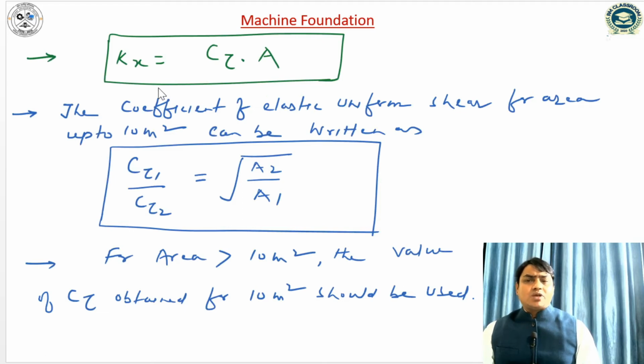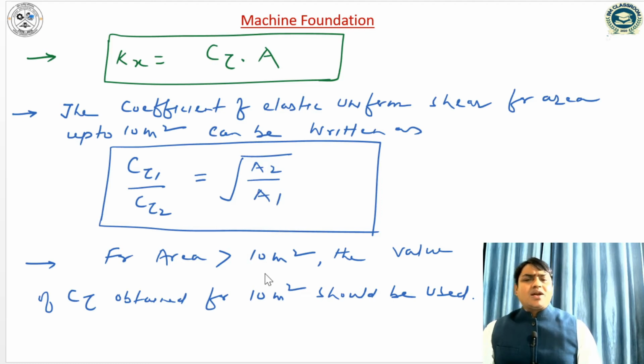In the vertical vibration test, I have written that Kz is equal to Cu into A. So with the help of the vertical vibration test, we will get the idea of the coefficient of elastic uniform compression, and in the horizontal vibration test, we will get the idea of the coefficient of elastic uniform shear. The coefficient of elastic uniform shear once again varies similarly to the coefficient of elastic uniform compression. As we have discussed that Cu1 by Cu2 is equal to square root of A2 by A1, we can also write C tau 1 by C tau 2 is equal to square root of A2 by A1. But this formula is applicable for 10 meter square area.